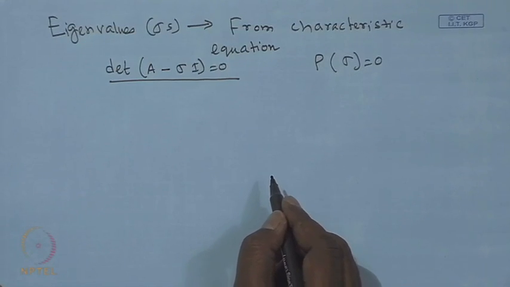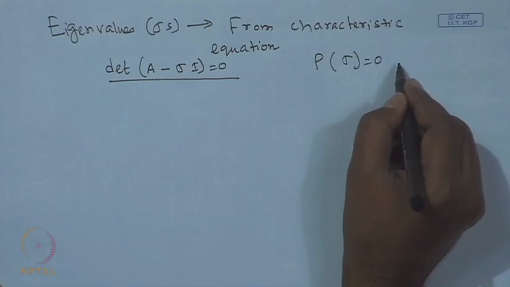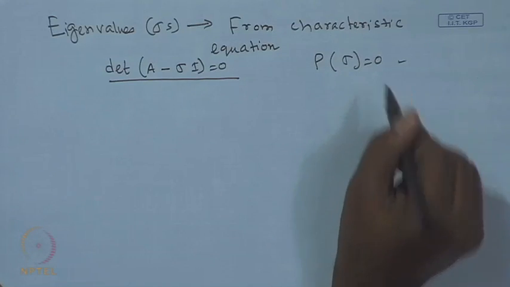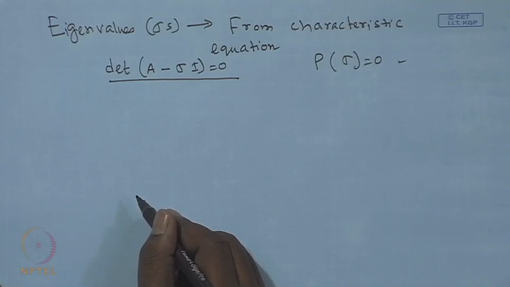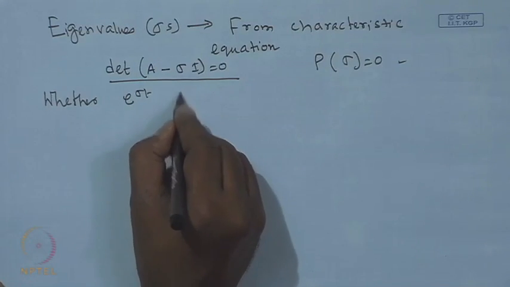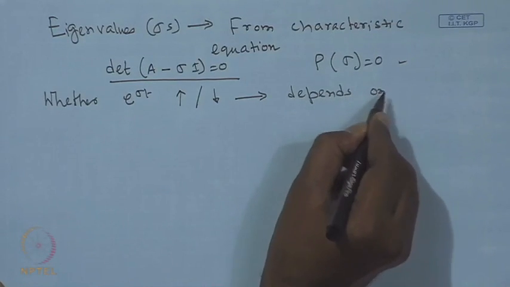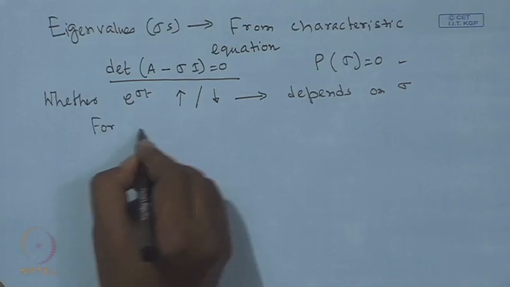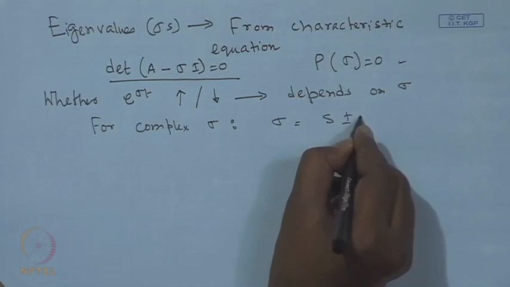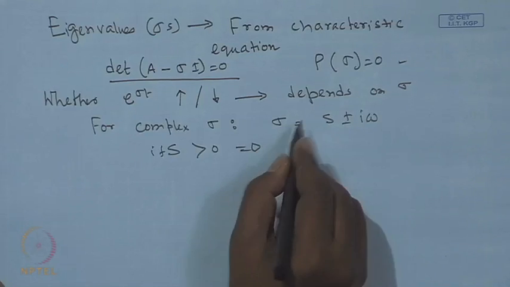If it is a 2 by 2 matrix, you will be getting 2 eigenvalues. It is a quadratic characteristic equation, and we will land up with 2 roots. If it is a 5 by 5 matrix, then you will be getting a fifth order polynomial characteristic equation, and you will be getting 5 roots. So, whether e to the power sigma t increases or decreases, it entirely depends on sigma. For complex sigma, the roots will occur in complex conjugate form, and if the real part is positive, then the perturbation grows.